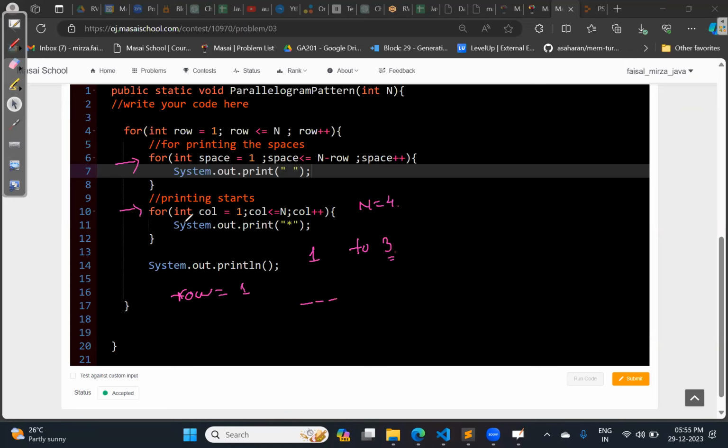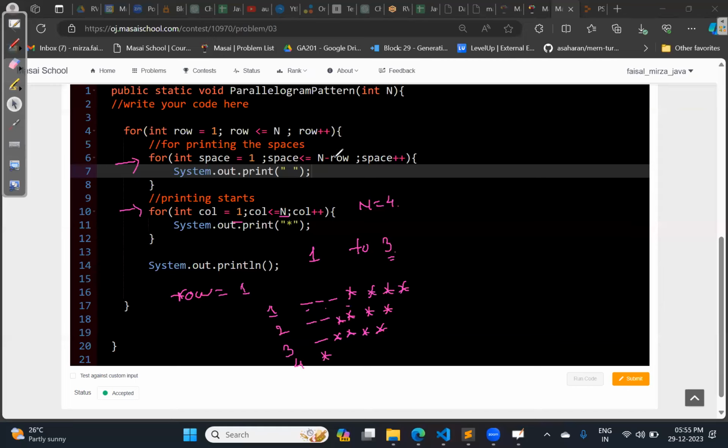After that, this for loop will work from 1 to n, because I want stars equal to whatever the n value is. So in this way, you get 4 stars and 3 spaces at row number 1. For row number 2, it is 2 spaces and the star value remains the same. For the third one, 1 space, star value the same, but it is shifted towards the left. For the last one, we are not getting any space.